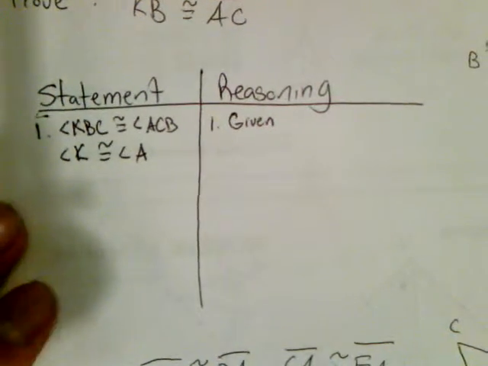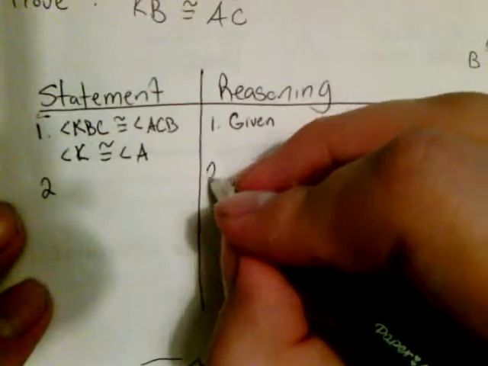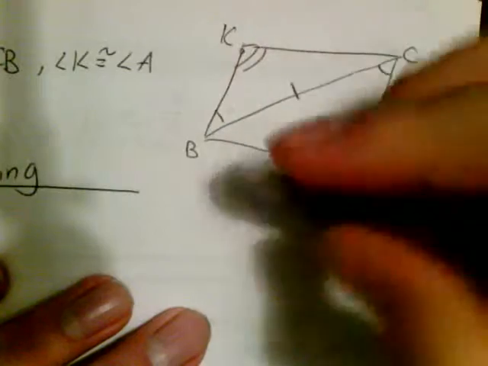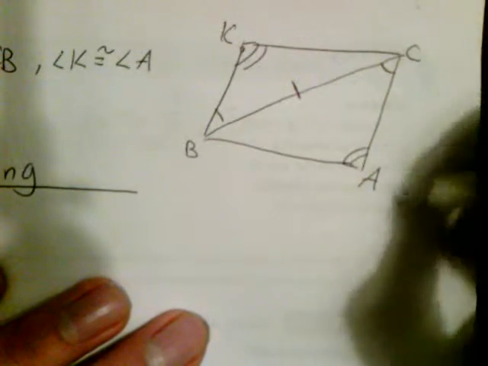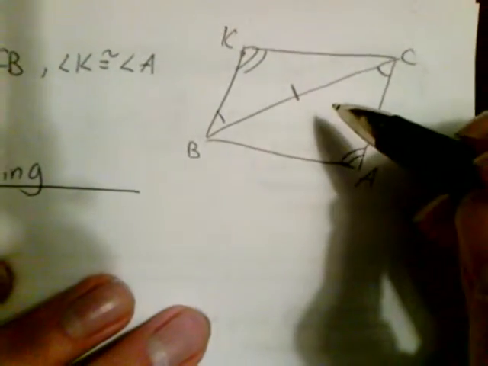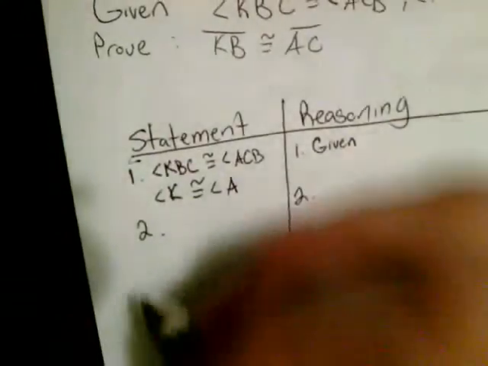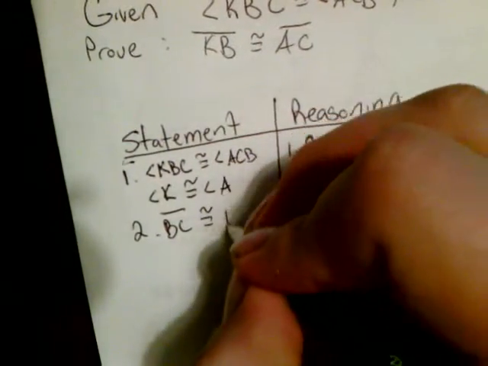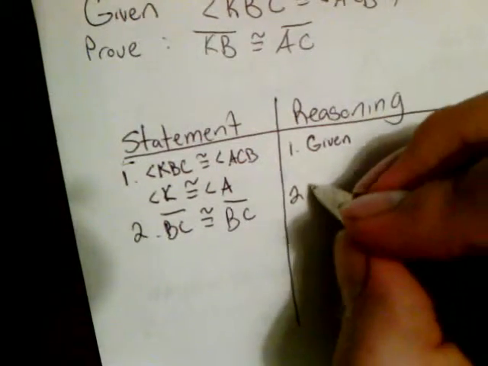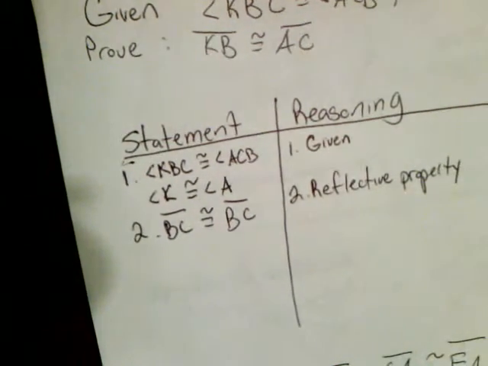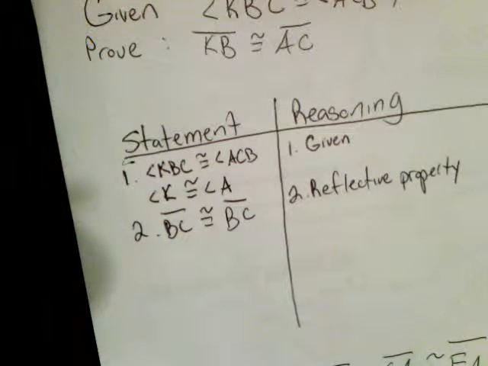Alright, so going on to 2. Just like what we've been doing earlier, let's look at the figure itself. What do they share? Remember, they share a common side. Both triangles KBC and ACB share a common side, this third side right here. So what we say is it's congruent to itself. So we can say that BC is congruent to BC. Why do we know that? Well, remember it's the reflexive property.